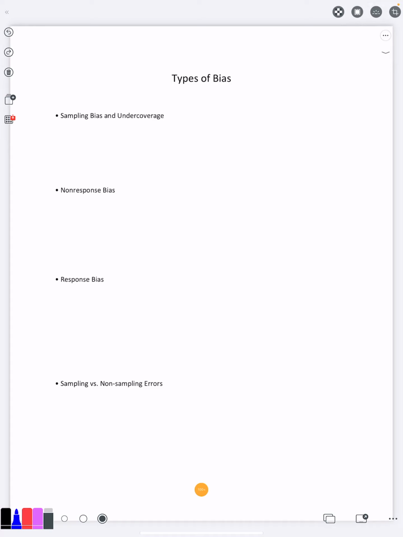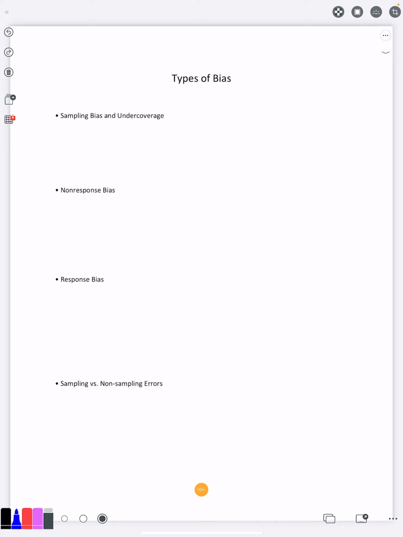In this video, we're going to talk about the idea of bias. That general idea means you took your sample, you got data, but that data is not good in some way. It doesn't really represent the population in some fashion. And we're going to break it down into a few different types of bias that you might see in a given sample.